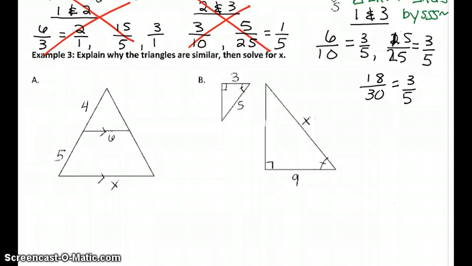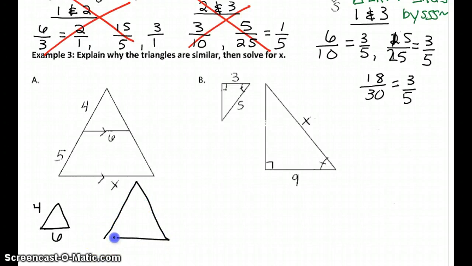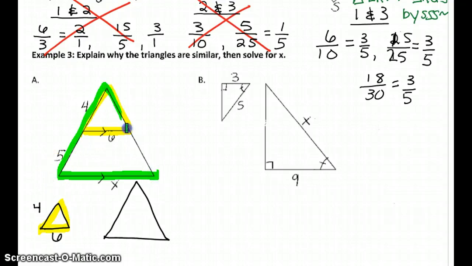Finally, the last one, using those proportions to solve problems. Pause the video, try the example, and then check your answer. If it helps for A, I'm going to draw my two triangles separate. The smaller triangle here and the larger triangle. I'll label the sides that I know.